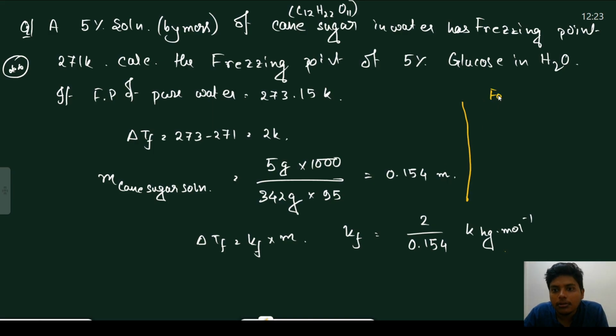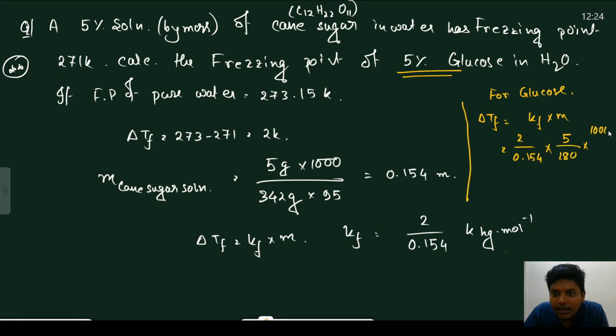For glucose, the Kf value will be the same. Yes or no? So delta Tf I need to find out for glucose. Delta Tf is Kf into molality. What is the Kf value? Kf value is 2 by 0.154. What is the molality? Molality is again for 5% glucose, so 5 by 180 into 1000 by 95. Yes or no? When you calculate all the things, you will get the delta Tf value as 4 Kelvin.